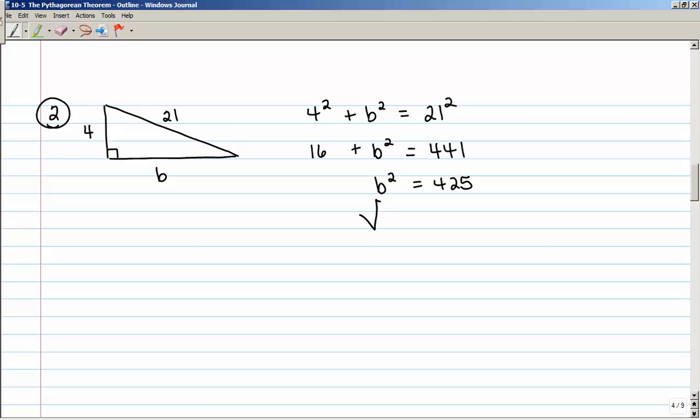And then we take the square root of both sides. So B is equal to the square root of 425, which is approximately equal to 20.62.